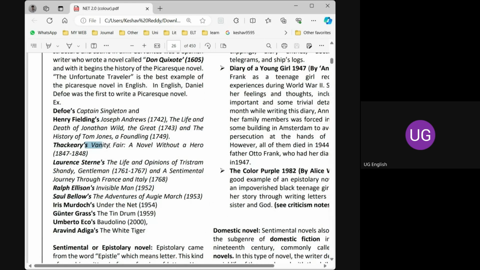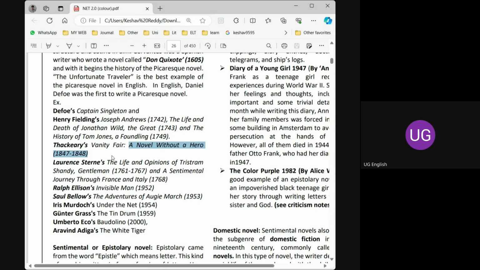And even Vanity Fair, the subtitle is also very important. That is a novel without a hero. Very funny, but you have to remember these subtitles. Sometimes in examinations, at least one or two questions are asked from these subtitles. Make a note of this. Vanity Fair by Thackeray. And just now I told you, Vanity Fair is a stop in Pilgrim's Progress.